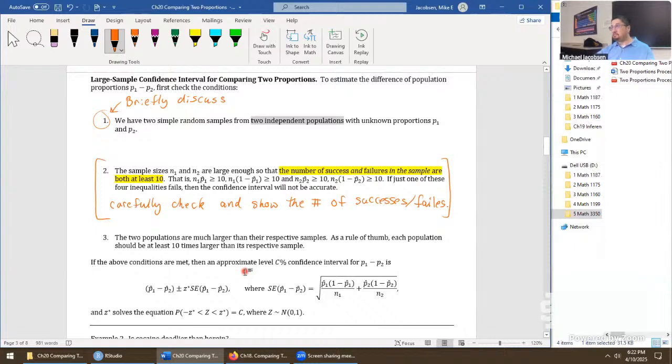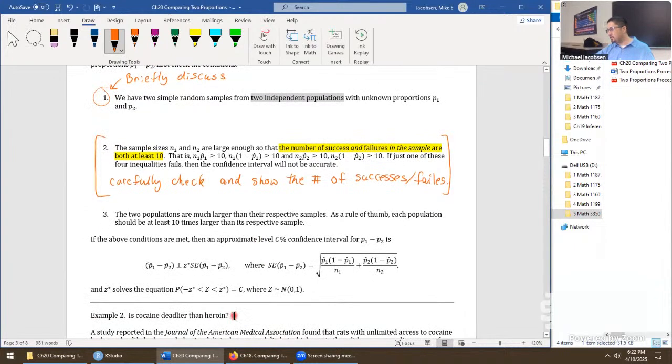So that's our full method. We're going to try it out immediately to answer this interesting question. Is cocaine deadlier than heroin? This is in a laboratory setting, not necessarily in general. But any questions at all, folks, with the methods?